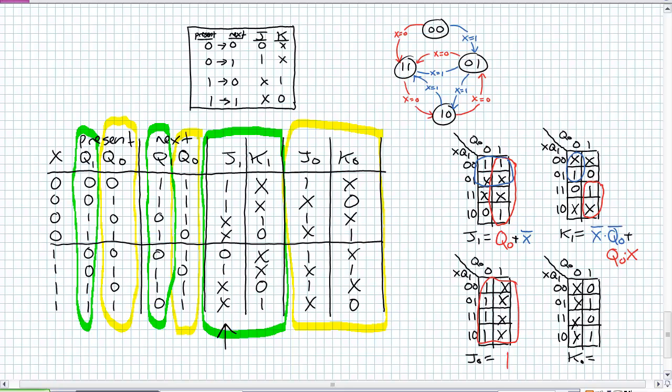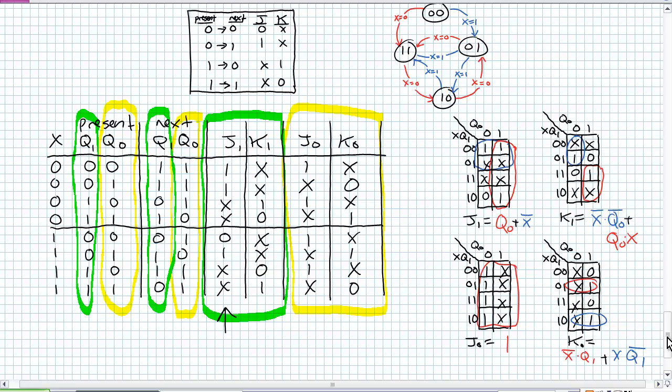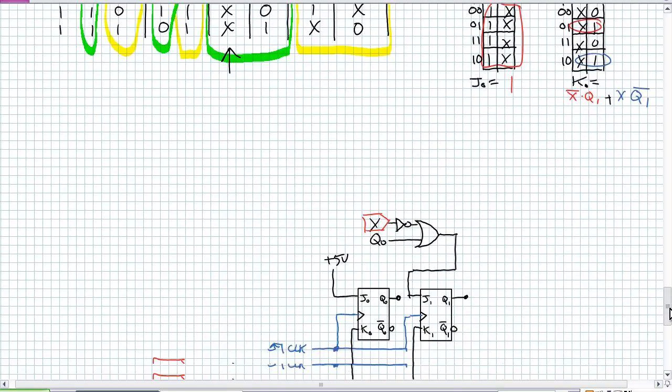Let's go ahead and look at K0. What I'm going to do is find a group of 2 right there, another group of 2 there. What do I get here? So this first one is going to be not X and Q1, or X and not Q1. Excuse me, X and not Q1. So now what we can do is take the final SOP expressions for those J1, K1, J0, K0 inputs for each stage and go ahead and implement it.